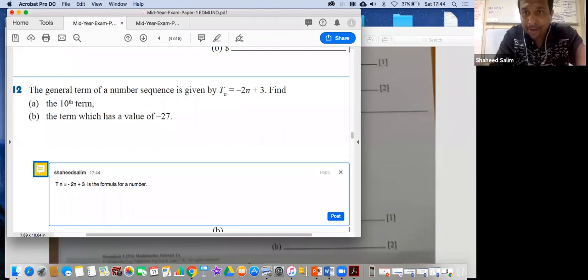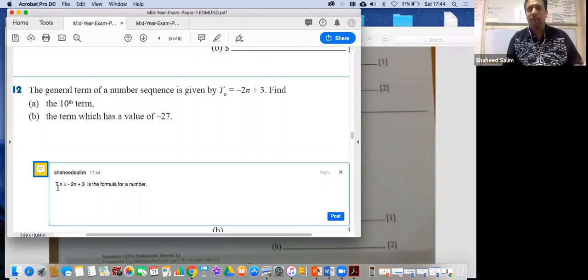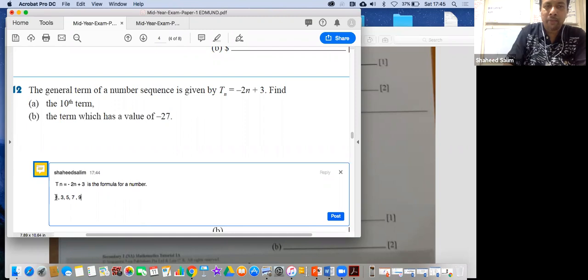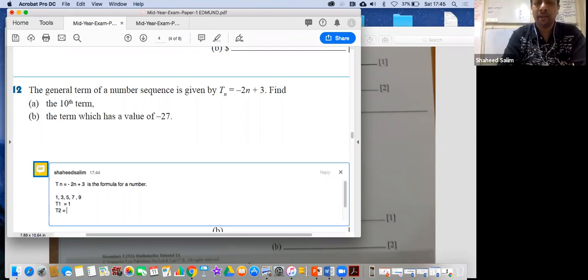What does it mean? Very simple. You see the n down here? This is position. You know position, you come in first, second, third, fourth, fifth. So with numbers you have a sequence. Now you have a number sequence, for example 1, 3, 5, 7, 9. It's an odd number sequence. Correct? So 1 down here is the first position. This number 1 is called T1, term 1. The value is 1. T2, term number 2, means position number 2. What's the number?